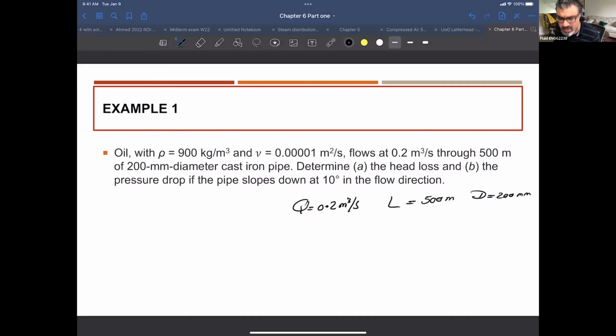If it is a straight pipe, that means we have only friction, right? And then he's asking what will be the pressure drop if the pipe slopes down 10 degrees in the flow direction. Okay, so it's basically like this. This is 10 degrees, this is 0.1, this is 0.2. I need to find out the losses between 1 and 2. What will be the losses between 1 and 2?